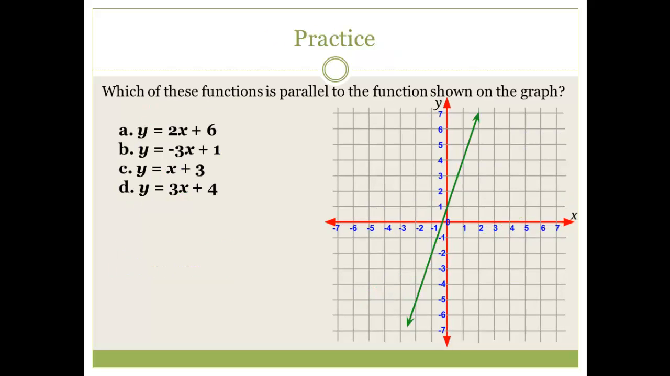In this question, we want to know what the slope is. The line has a rise of 3 and a run of 1, so the slope is 3 over 1, or 3. Only one answer has 3 as a slope. That is answer D.